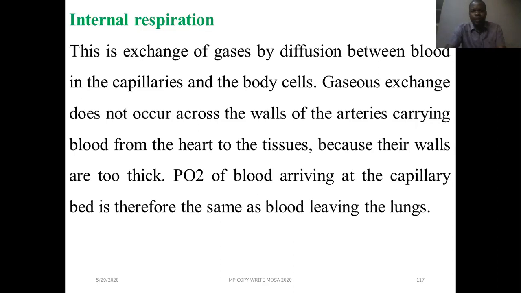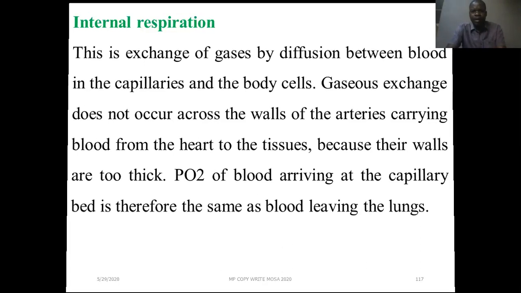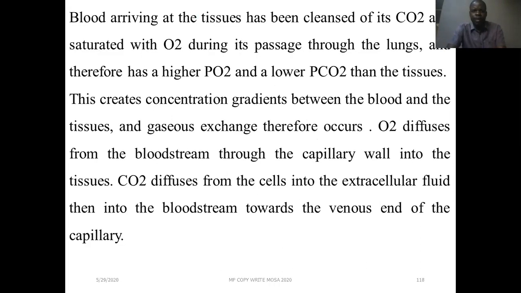So the PO2 of blood arriving at the capillary bed is the same as blood leaving the lungs. Blood arriving at the tissue has been cleansed of its carbon dioxide and saturated with oxygen during its passage through the lungs, and therefore has a higher PO2 and a lower PCO2 than the tissues.